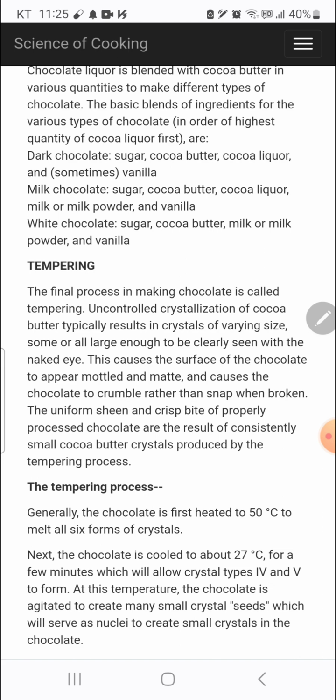So I look up the word mottled and matte.